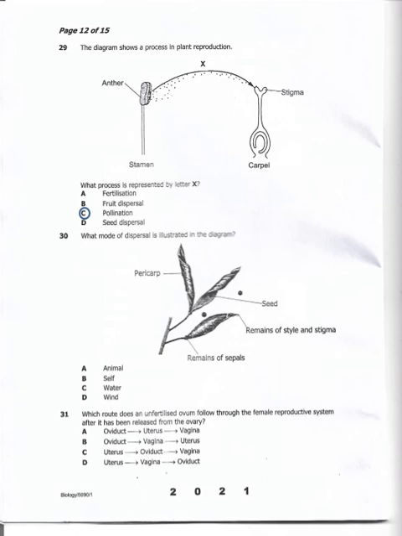30. What mode of dispersal is illustrated in the diagram? Here we can see that the fruit has burst and its seeds have come out. So here it's self.